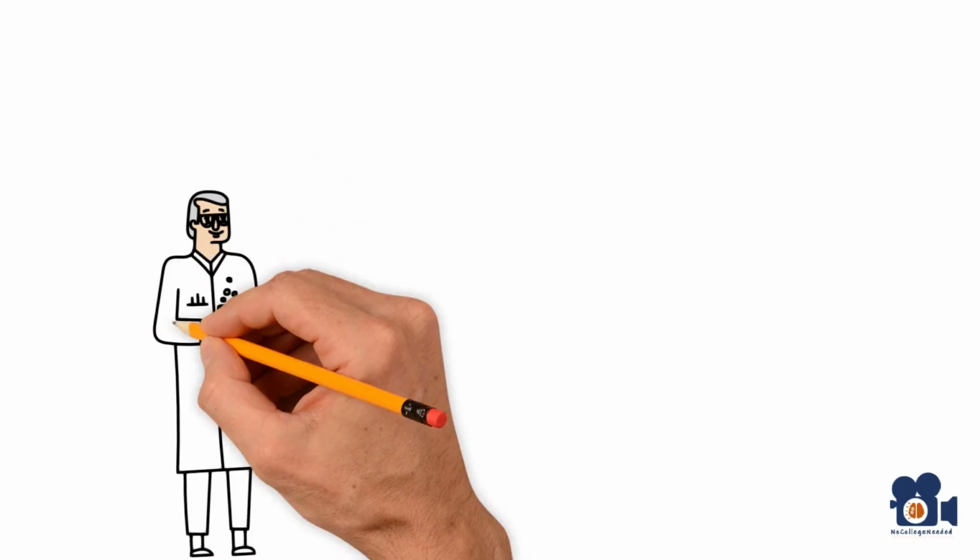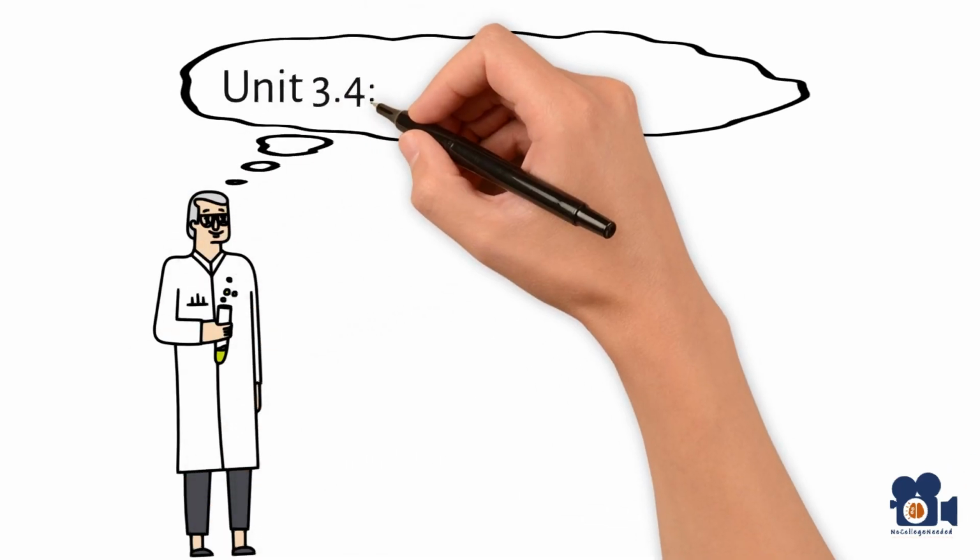Today we're delving into Unit 3.4 of the first half of General Chemistry, which covers Avogadro's number.